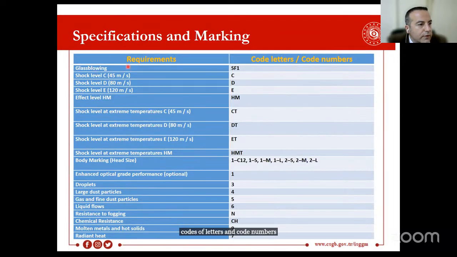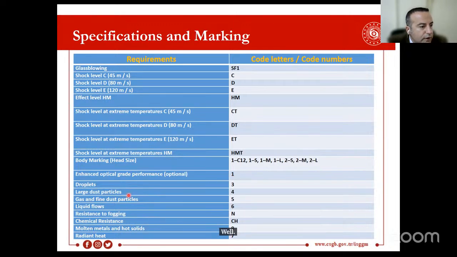And the other one, glass blowing, SF1, shock level, CDE, effect level, HM, and shock level, extreme temperature, it's 45 meters per second, for example, CT, 80 DT, and E for 120, and shock level, extreme temperature, HMT, head size, body marking here, you see head size. Enhanced optic performance optional, this is an optional specification.